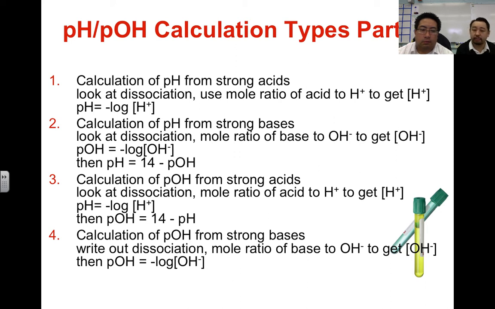When you want to calculate the pOH from a strong acid, you could just find the pH of the strong acid first, and then subtract from 14. And then to calculate the pOH from a strong base, all you've got to do is take the negative log of that OH concentration. Again, dealing with those mole ratios, multiplying by the subscript associated with the hydrogen or hydroxide ion.